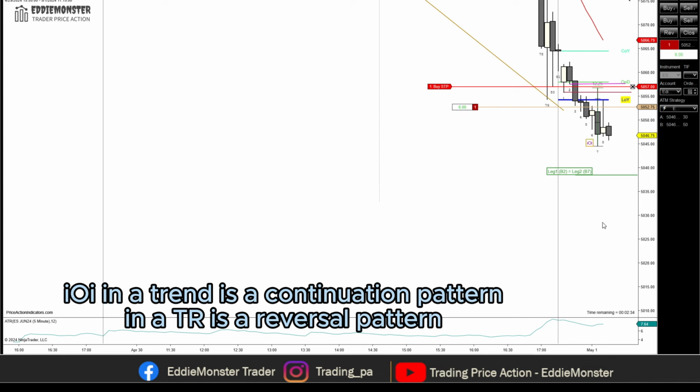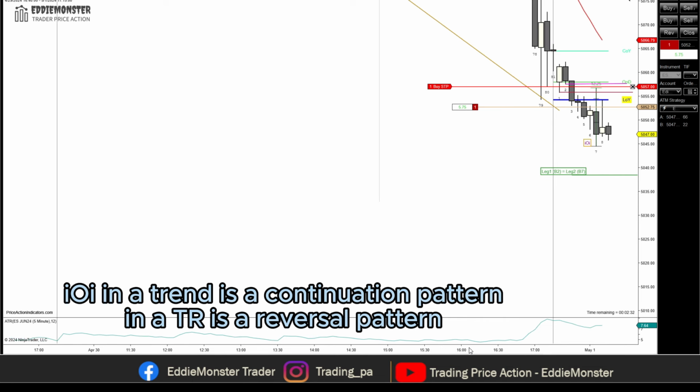IOI and trends are continuation patterns, right? So in this case, this is a continuation pattern. But if it fails up, this is a flag, right? So it's an L2 flag here. So L1, L2. If this L2 fails, obviously we're gonna have a follow through of that failure up. It's a micro channel.